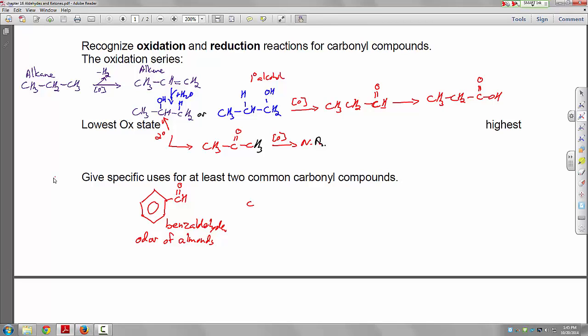And there's another one, I think I did mention this one. This is called diacetyl, or 2,3-butanedione. Right, so 2 ketones, dione. And this is also flavoring. This is artificial butter flavoring. Acetone we had talked about.